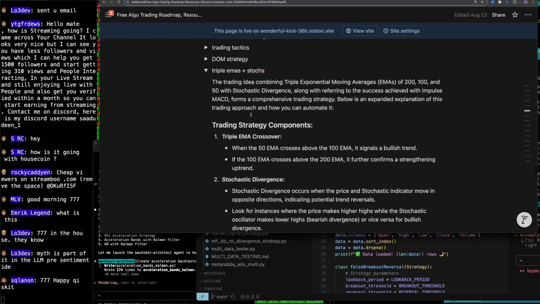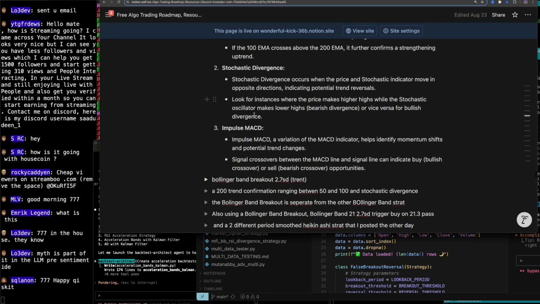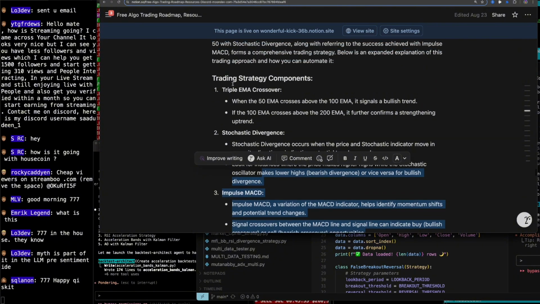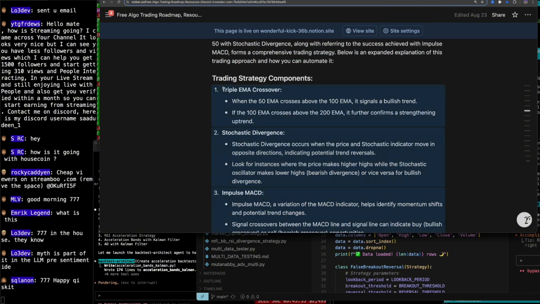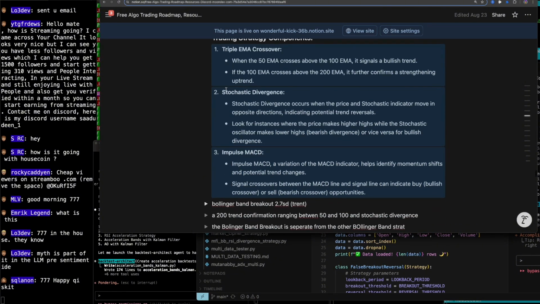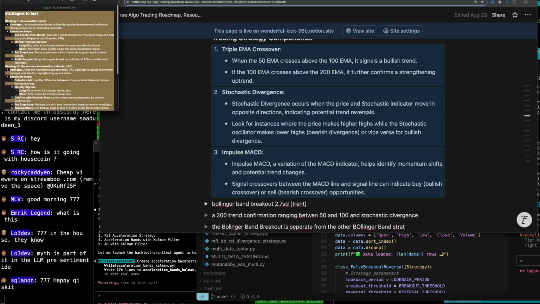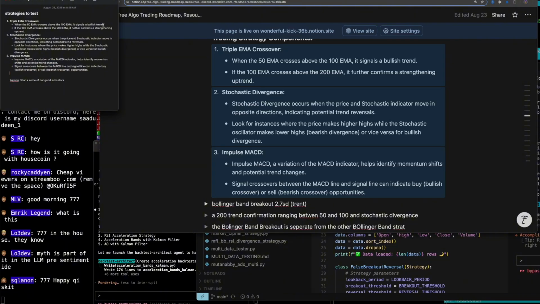Triple EMA, Stokes. Let's try both of these as well. Triple EMA cross, stochastic divergence, and impulse MACD. And then we'll go ahead and try them with that. Kalman as well.